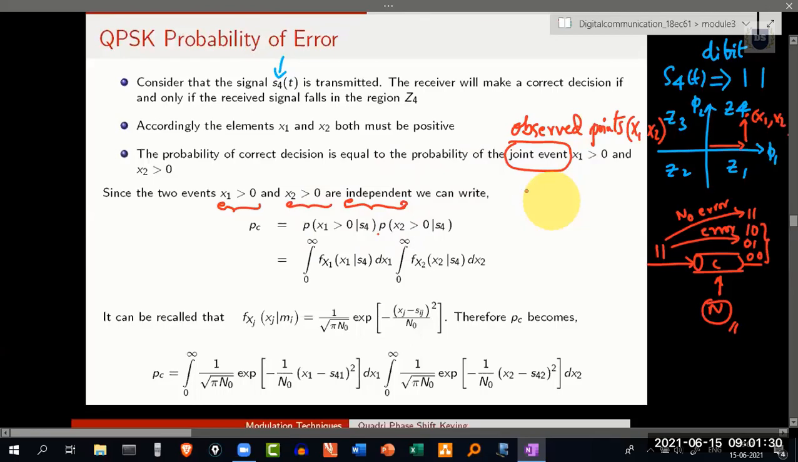And because these two are independent events, back in our probability we know that if I have A intersection B, or just A dot B, and both events A and B are independent of each other, then I can rewrite this as probability of A into probability of B, if and only if both events A and B are independent.